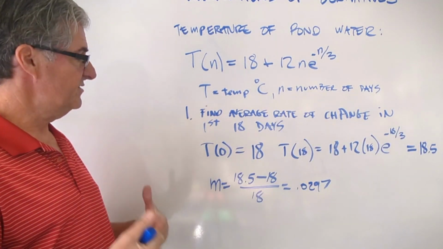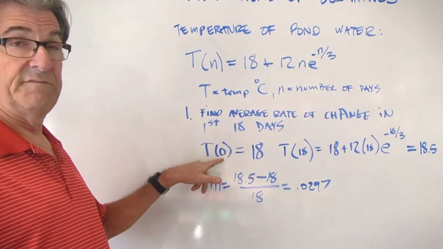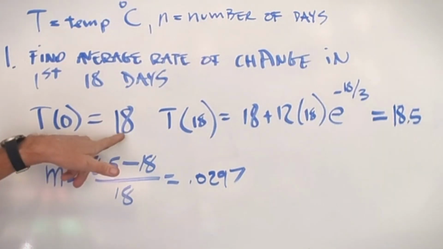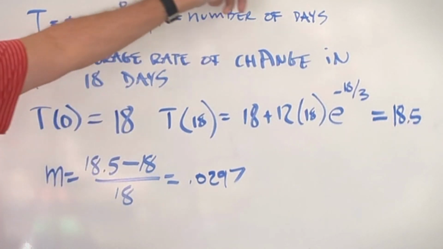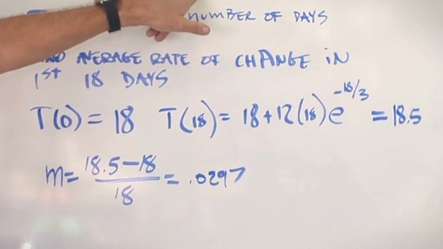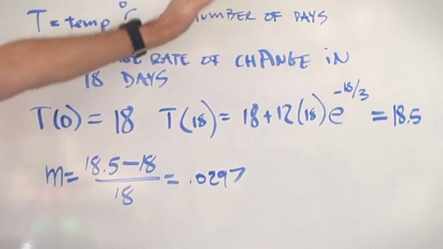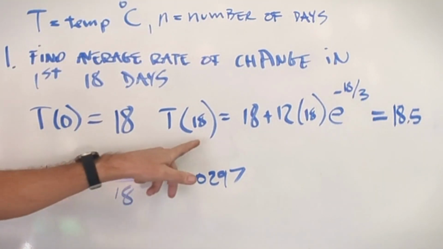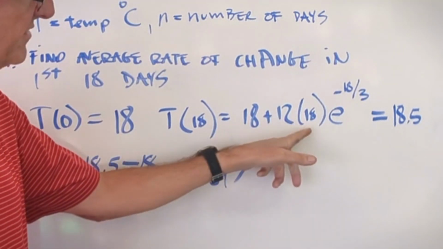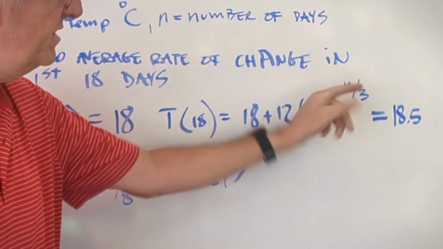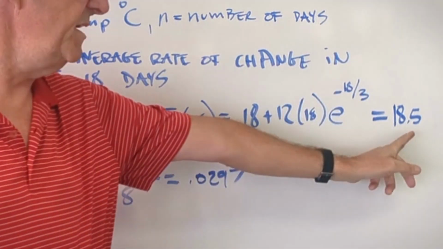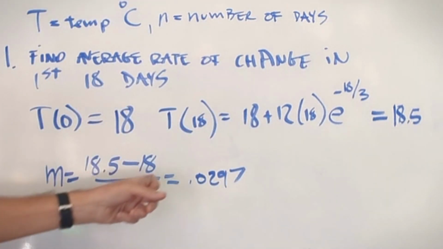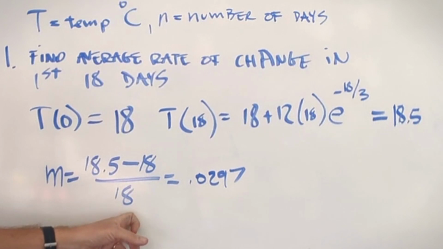Okay, so I just plugged in temperature of T0. That's our initial state. We haven't had any days go by. That's just going to be 18 because this whole term here is going to go to 0 because there's a 0 right there for n. Doesn't matter what else is going on. So it's just going to be 18. So that's T of 0. T of 18, I went ahead and did my plug-in step with my n's where I need them to be. Pulled out my calculator. This gives me 18.5. So ending temperature minus starting temperature divided by number of days.